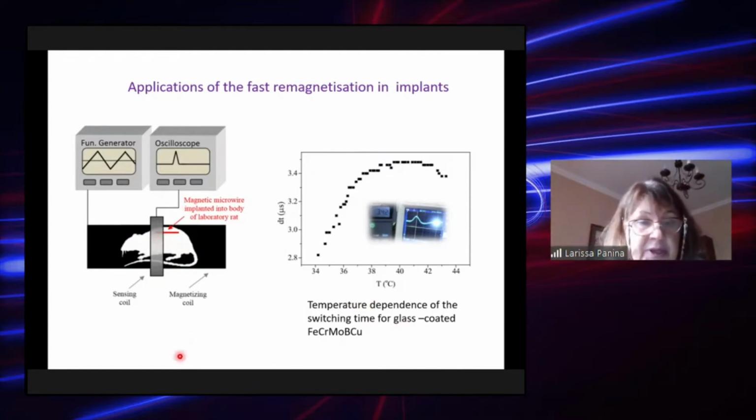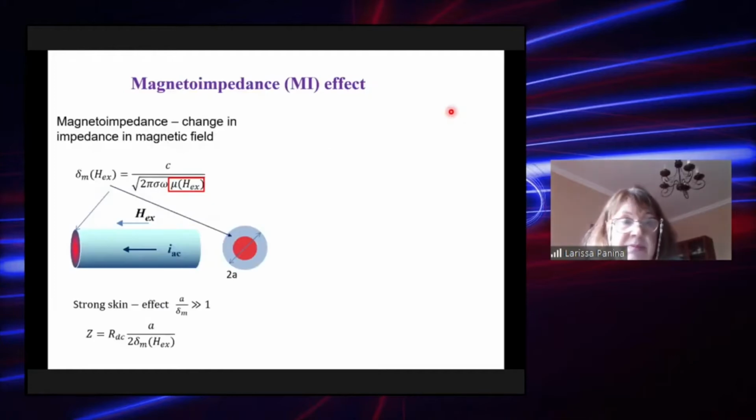For example, here I took the work by Rostislav Varga. A microwire is embedded into a rat, and there they measured the change, the temperature dependence of the switching field. That is for low frequency magnetization and so generation of high harmonics.